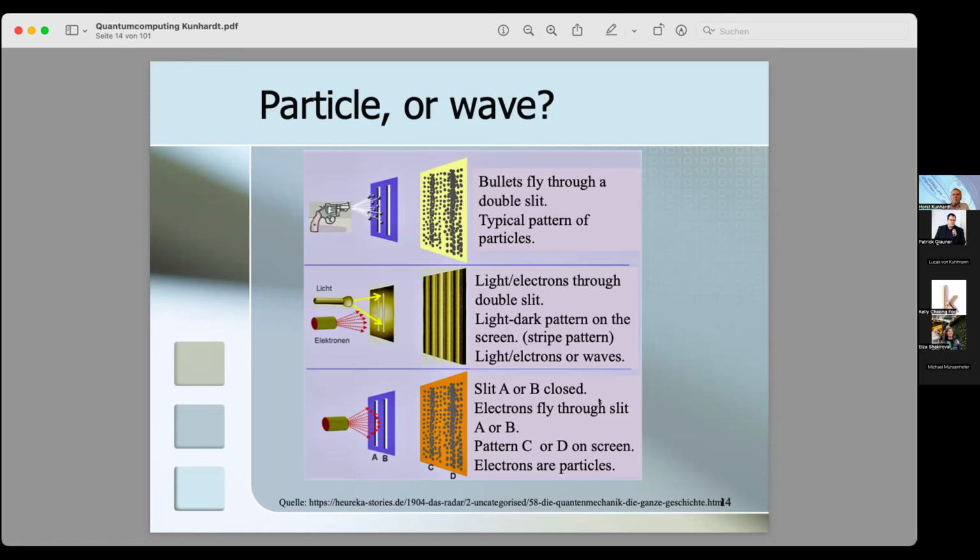On the other hand, if we use an electron beamer and the same experiment with a double slit, slit A or B can be closed, and the electrons fly to slit number A or slit number B, and the pattern is exactly the same as using a bullet. So electrons are particles. So what is right now? In quantum physics, both are possible. Light behaves like a wave, and it behaves like particles.